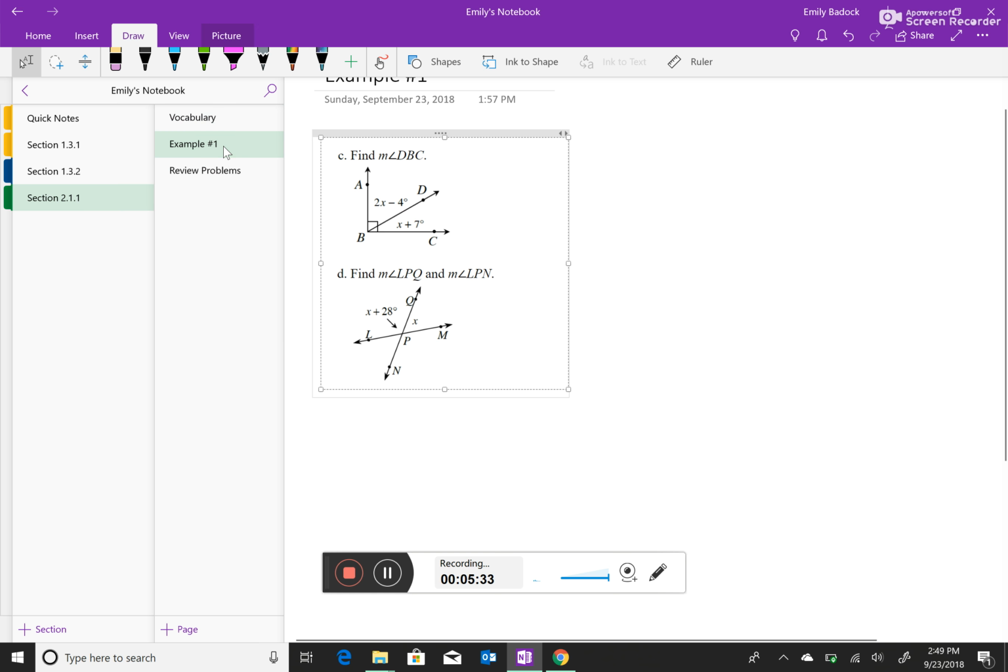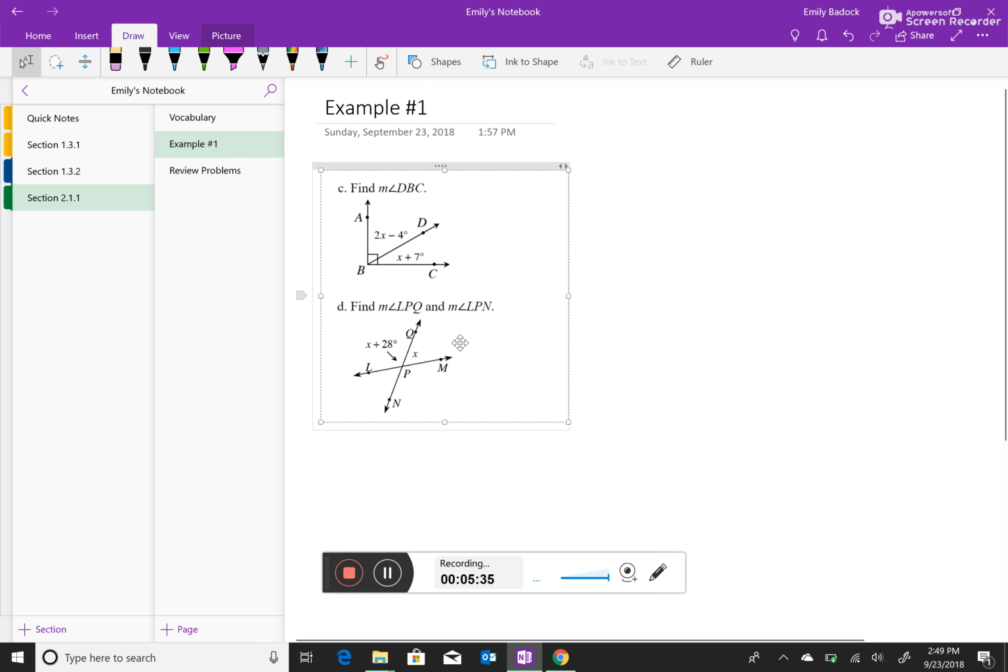So let's go ahead and jump into question 1, or example 1 here. I do suggest writing this down in your notes just so you can always come back to it. And if you write it down, you're going to remember it, you're going to practice it.